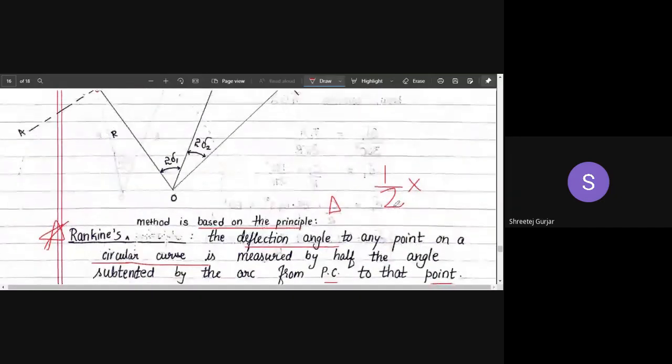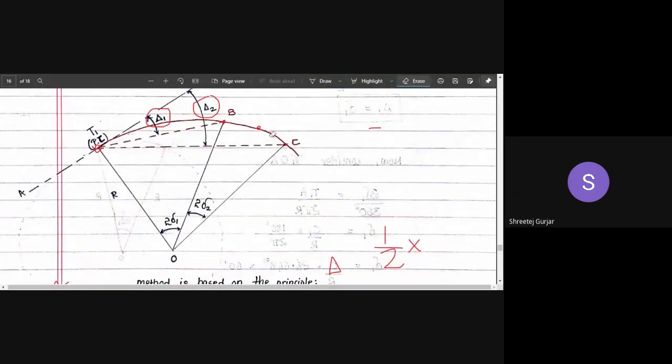We have to draw an arc. Let me show you. Let us say that it is this particular point B that we are considering. This is the point of curvature and this is your point of interest. So we draw a chord and we name this deflection angle delta 1. This is your arc from your PC to that particular point, which I'm drawing in red. This is the arc we are interested in, PC to that particular point.